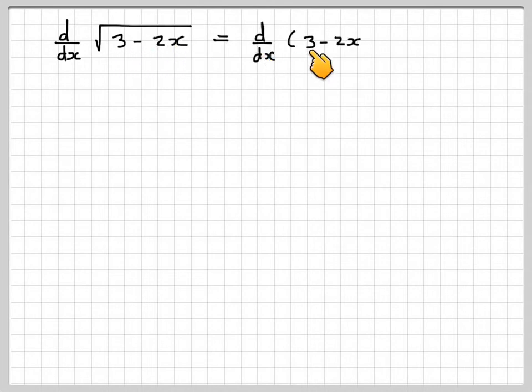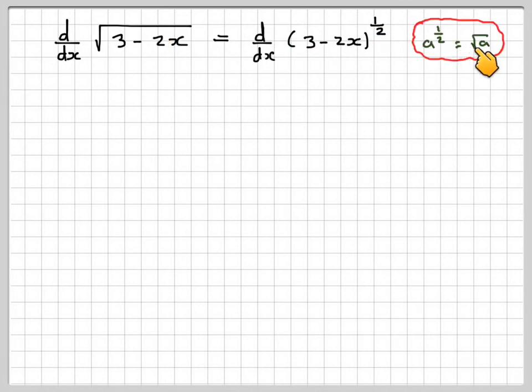Let's do the other one. So we've got d by dx of the square root of 3 minus 2x. So it's going to be d by dx of (3 minus 2x) to the power of a half, because a to the half means the square root of a. So you need to know your rules of indices. So bring down the power, half, write down the bracket, reduce this by 1. So half, take away 1, gives me minus a half.